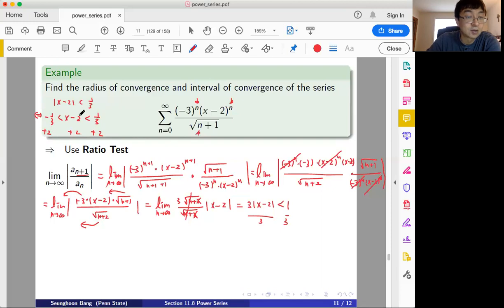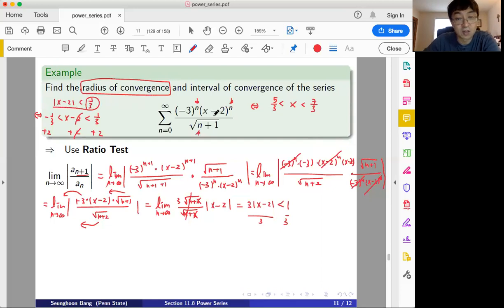To each side, the 2 is cancelled. Minus 1/3 plus 2 is here. What's that? We have x is 5/3. 1/3 plus 2 is exactly 7/3. So in this case, we can find the radius of convergence. What is the radius of convergence in this case? The radius of convergence is 1/3.